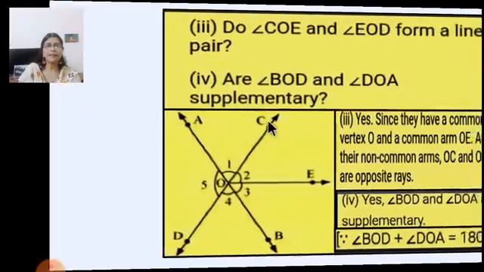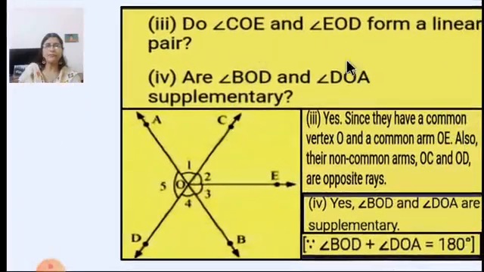Now the next part, do angles COE and EOD form a linear pair? So we will see here COE and the other one is EOD. These are forming linear pair. Yes, they have a common vertex. You can see here O is the common vertex, and which is the common arm? OE is the common arm. And also their non-common arms, that is OC and OD, they are opposite rays. So that means they are forming a straight line.